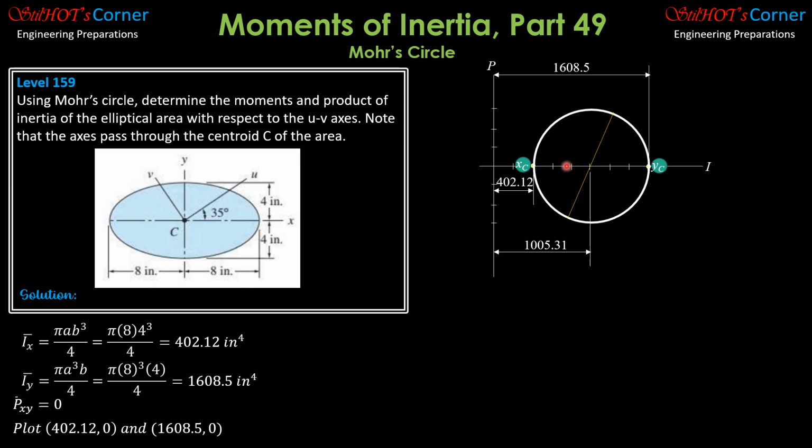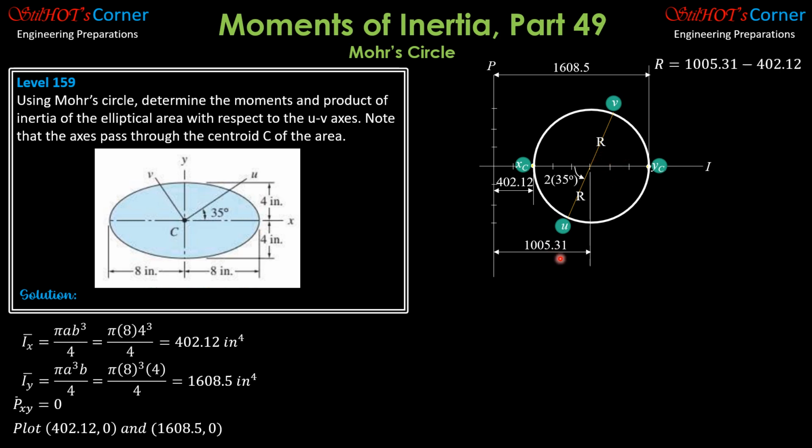From the centroidal x-axis, which is here the principal axis, we rotate counterclockwise to locate u. From the centroidal x-axis, counterclockwise 2 times 35, double the angle in the same sense, so 70 degrees. That's the u-axis. The opposite side is the v-axis. The radius is denoted by R, and this angle is 2 times 35 degrees, or 70 degrees. That's also 70 degrees.